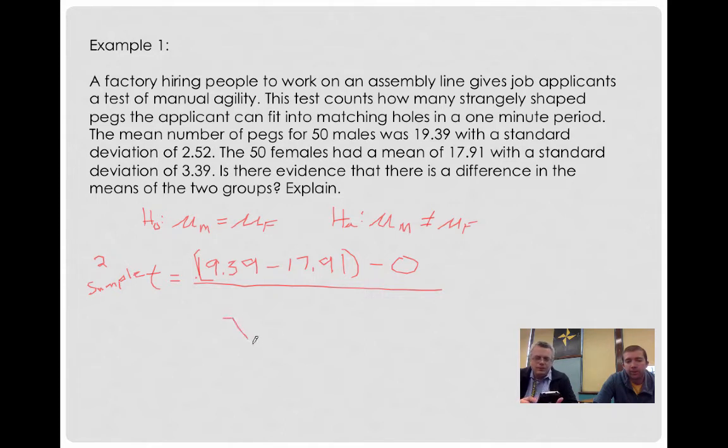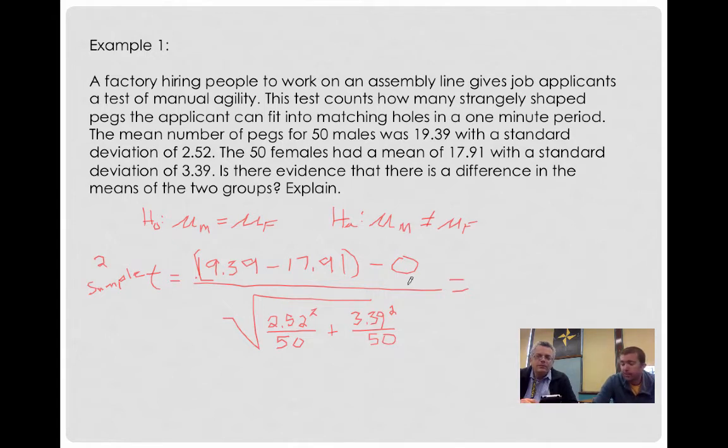All right. So the square root of the standard deviation of group 1, which was 2.52 squared, divided by the number of males, which was 50, plus 3.39, the standard deviation of the females, squared over 50. So pretty much we're adding the two variances together, like we are normally used to. And so I'll plug all this in.